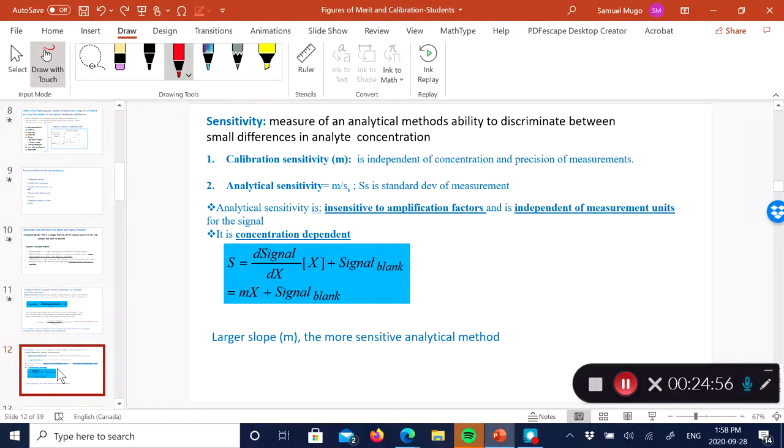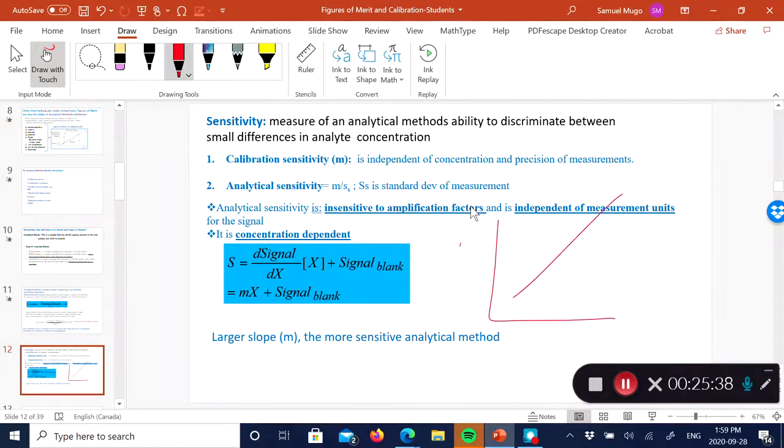Now, the other important figure of merit is what they call the sensitivity. And the sensitivity means the measure of an analytical method's ability to differentiate or discriminate between small differences in the analyte concentration. Now, there are two types of sensitivities. And you're going to see that you can easily get them from your calibration plot. So there's what they call the calibration sensitivity. And this refers to the slope, the m, the slope of your calibration plot. All right?